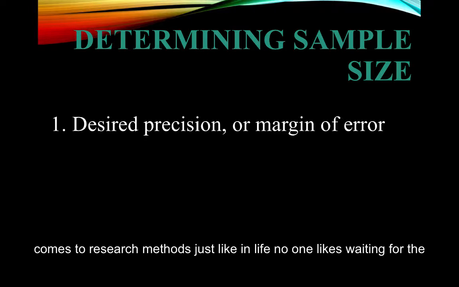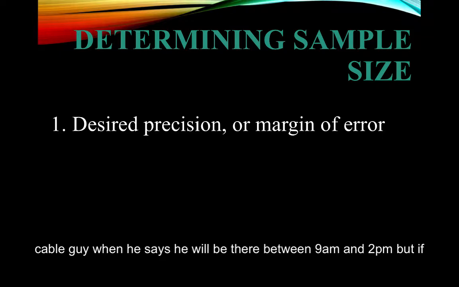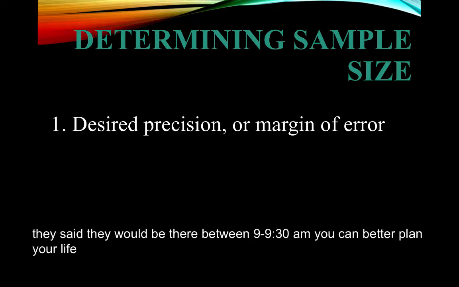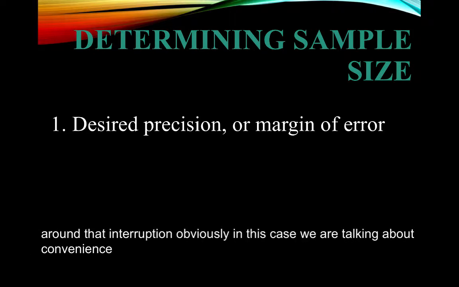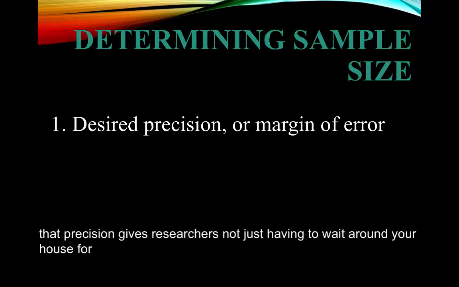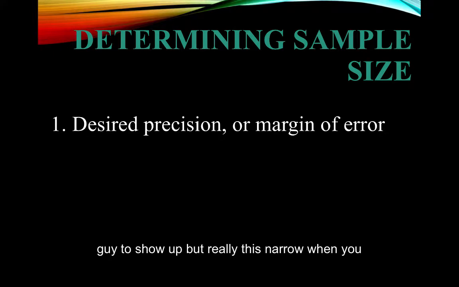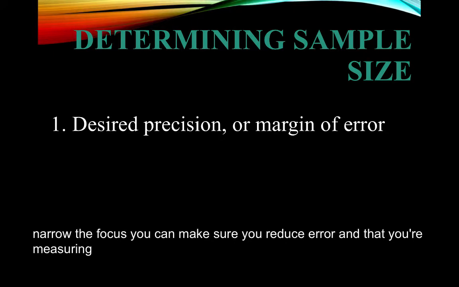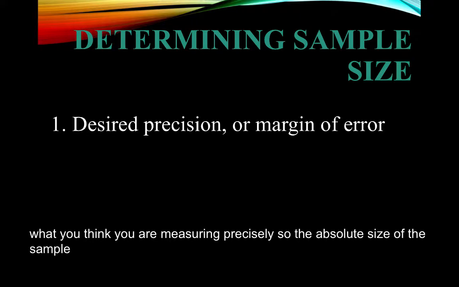Just like in life, no one likes waiting for the cable guy when he says he'll be there between 9 a.m. and 2 p.m. But if they said they'd be there between 9 a.m. and 9:30 a.m., you can better plan your life around that interruption. Obviously, in this case, we're talking about the convenience that precision gives researchers, right? Not just having to wait around your house for some guy to show up. But really, when you narrow the focus, you can make sure that you reduce error and that you're measuring what you think you're measuring precisely.